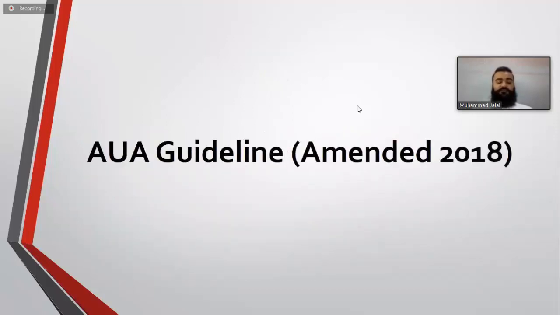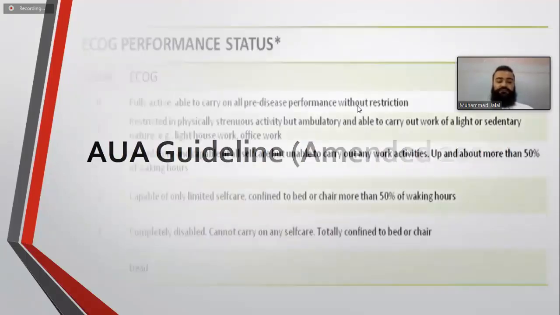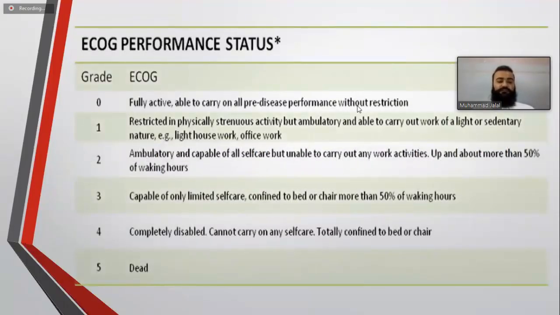Now we come to the American Urological Association guidelines. Prior to this, we will have a look at the performance status. Grade 0 is fully active, able to carry on all pre-disease performance without restriction. Grade 1 is restricted in physically strenuous activity but ambulatory and able to carry out work of a light or sedentary nature, for example, light housework, office work.